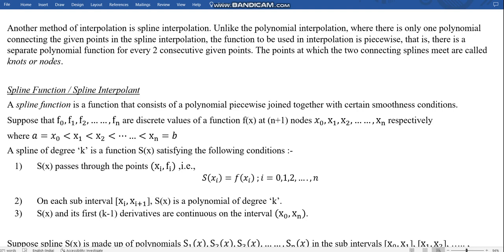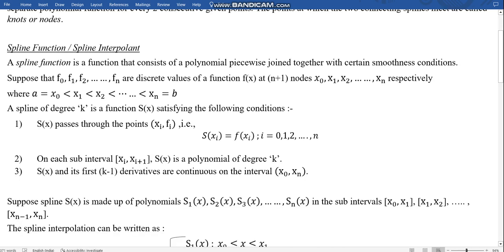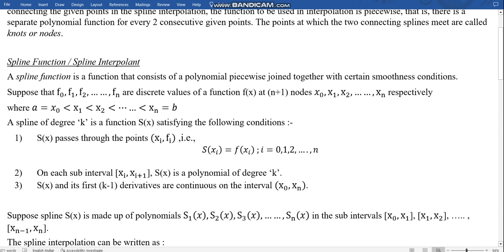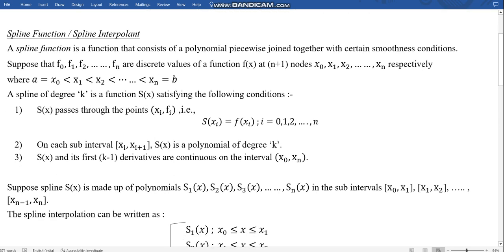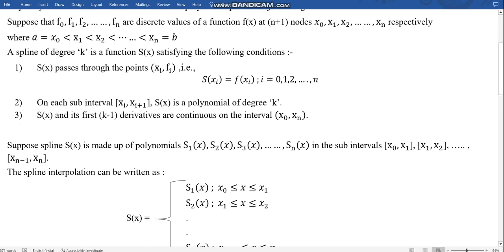A spline of degree k is a function S(x) satisfying the following conditions. S(x) passes through the points (xi, f(xi)), that is S(xi) is equal to f(xi) for i going from 0, 1, 2 up till n. On each subinterval, S(x) is a polynomial of degree k. S(x) and its first k minus 1 derivatives are continuous on the open interval (x0, xn).